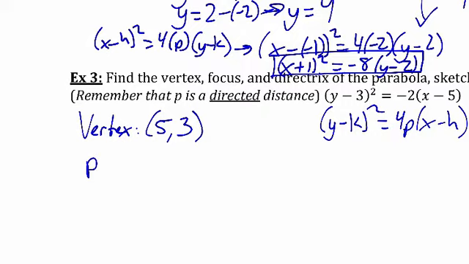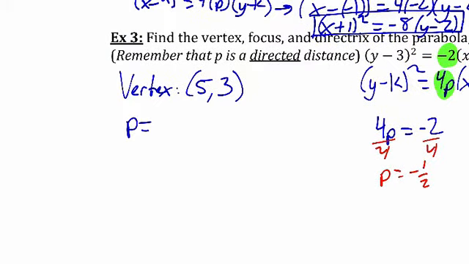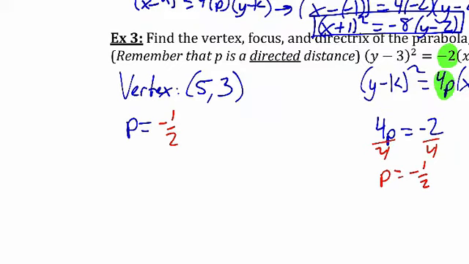Now the p value, that's what we need to use to find both our focus and our directrix. Now the p value is going to come from this area over here. 4p is right there, and it's connected with the -2. So let's just do 4p equals -2. To solve for p, we divide both sides by 4, and we get p equals -2 divided by 4, which is -1/2. So our p value is -1/2.